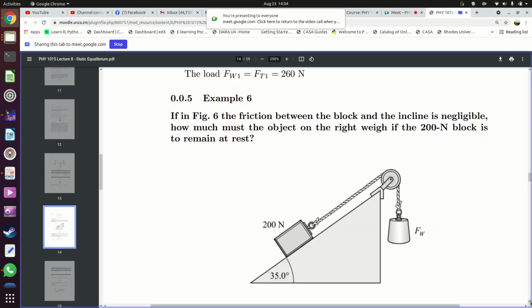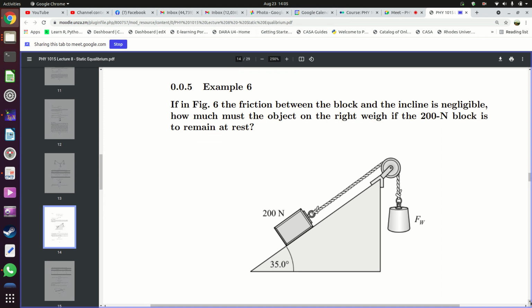So this afternoon, we're going to start with example number 6, which is halfway through these things. Example 6 reads as follows. If in figure 6, the friction between the block and the incline is negligible, which means that the friction can be neglected, so we don't have to worry about friction. If they say that the friction is negligible, basically the friction is equal to 0.